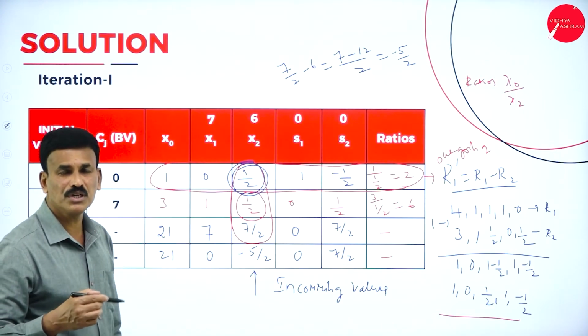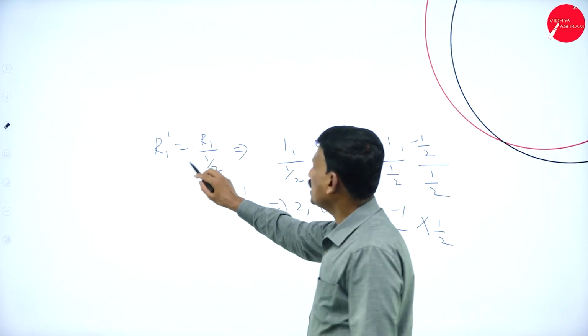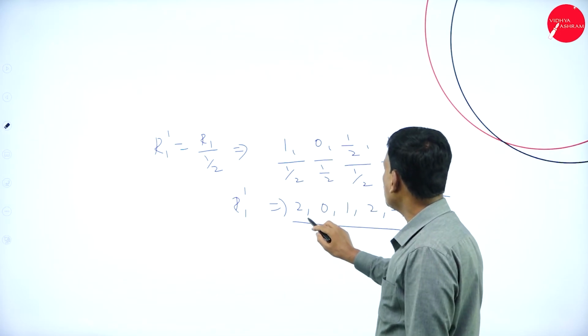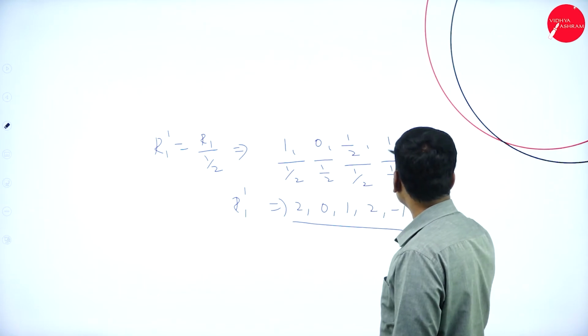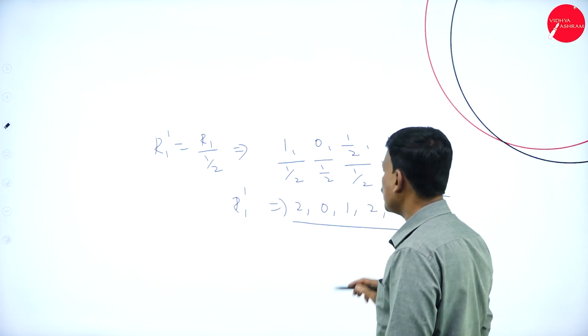Convert this element 1 by 2 as 0 by using the elementary row operation. R1 dash is equal to R1 divided by 1 by 2, that is 1 divided by 1 by 2 is 2, 0 divided by 1 by 2 is 0, 1 by 2 divided by 1 by 2 is 1, 1 divided by 1 by 2 is 2, and minus 1 by 2 divided by 1 by 2 is minus 1.